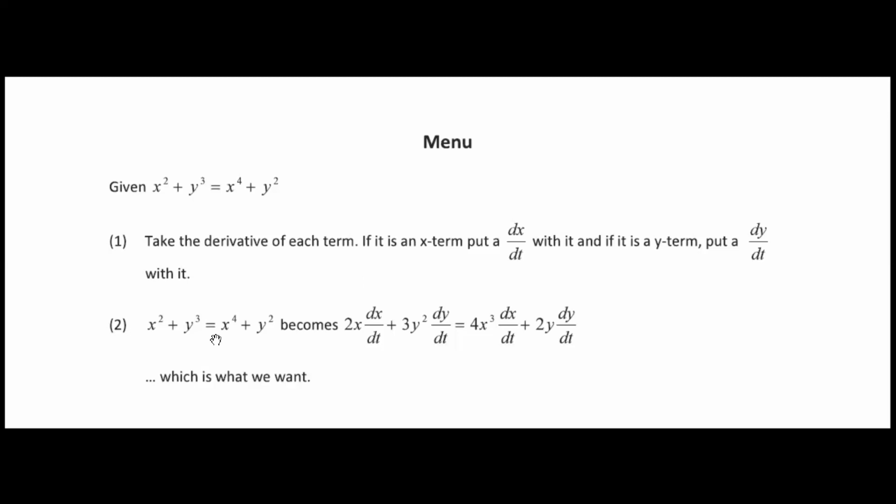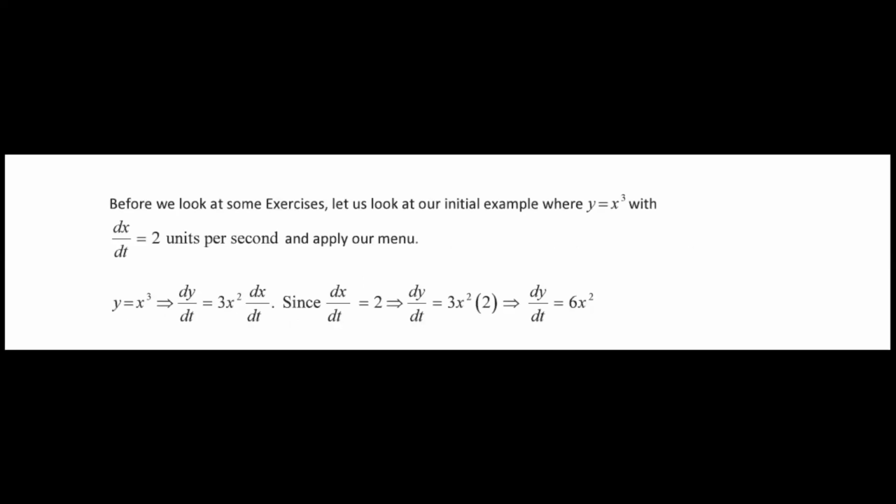Again, derivative of x squared is 2x dx/dt. y cubed is 3y squared dy/dt. x to the fourth is 4x cubed dx/dt. y squared, 2y dy/dt. Make sure you understand that.